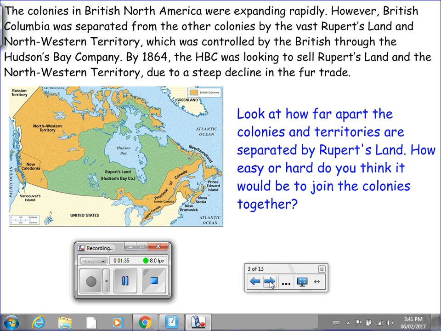The colonies in British North America were expanding rapidly. However, British Columbia was separated from the other colonies by the vast Rupert's Land and Northwestern Territory, which was controlled by the British through the Hudson's Bay Company. By 1864, the HBC was looking to sell Rupert's Land and the Northwestern Territory due to a steep decline in the fur trade. And using this map as reference, just look at how far apart the colonies and territories are, separated by Rupert's Land, especially the province of Canada and New Caledonia.